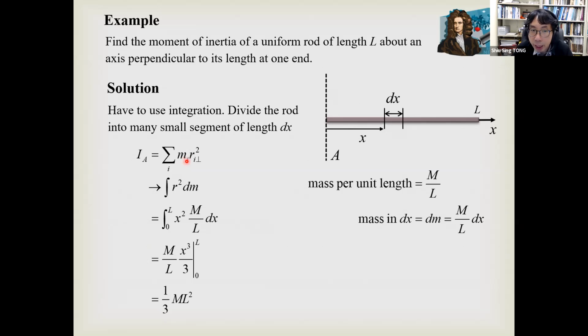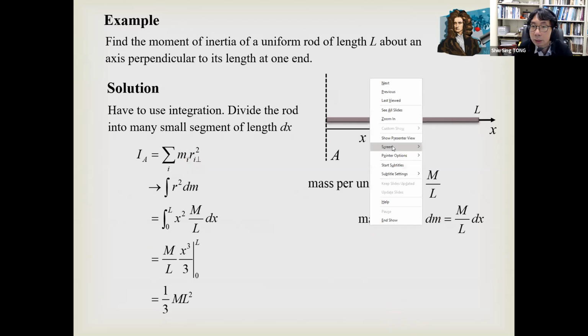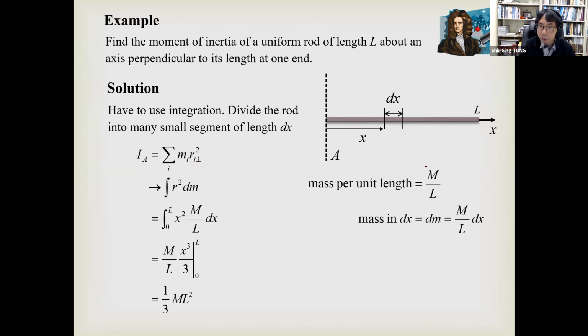Well, we have the summation of mi ri squared. Now we chop the rod into many small pieces. Okay. And the mass of these pieces, maybe I write it like this, so you can have more understanding of it.